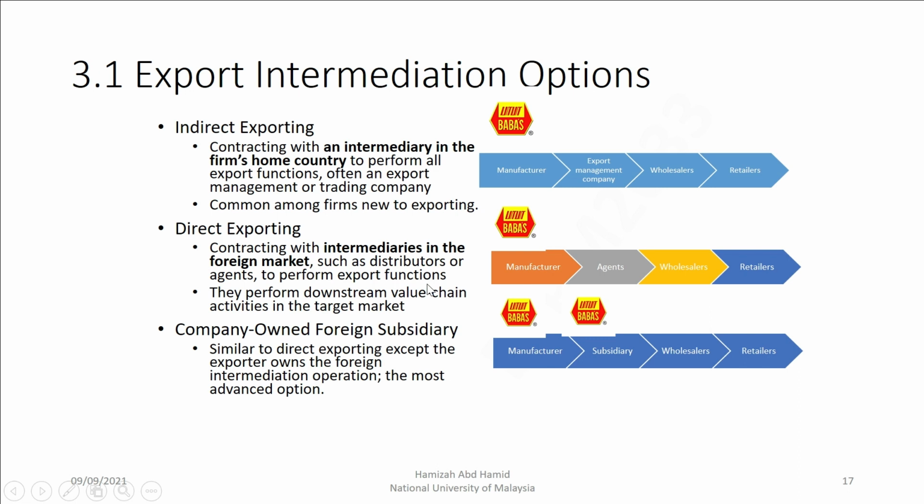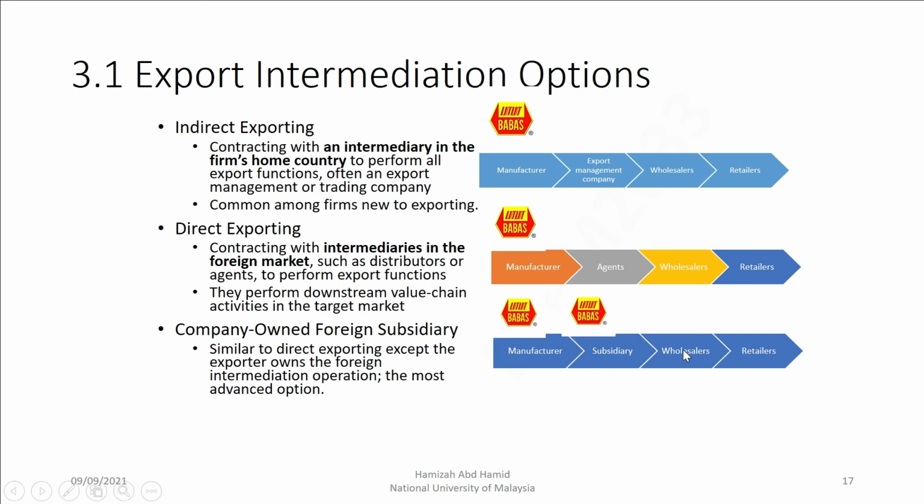So these intermediaries can be distributors or agents, tapi di market, the target market tersebut. So they perform downstream value chain activities in the target market. Kalau Babas dah lama mengeksport, dah pakar, they can build a company owned foreign subsidiary di market tersebut. This is similar to direct exporting, but the exporter owns the foreign intermediation operation.